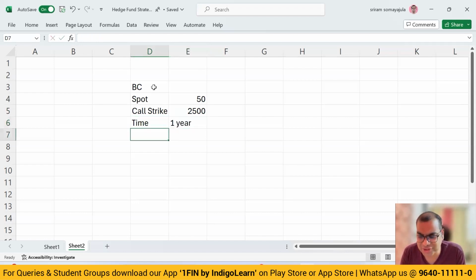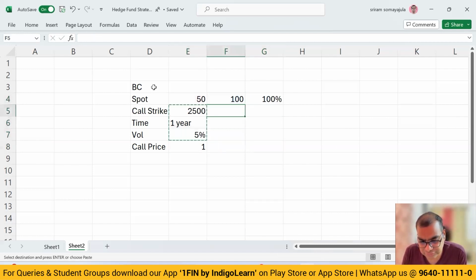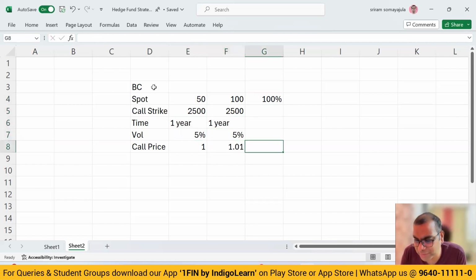Zero? No, something will remain, there will be time value, there will be volatility. It's very out of the money. Insignificant, very insignificant, right? Yeah. Call price, let us take 1 rupee. Now, spot moves from 50 to 100. There is a 100% change. What do you think will be the price of the call? Same. Probably 1. Almost the same. Yeah. Probably 1.0. What is the change?